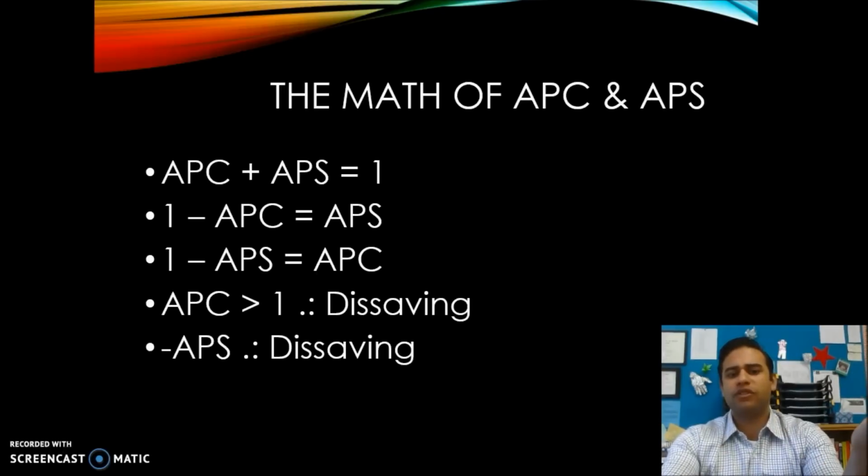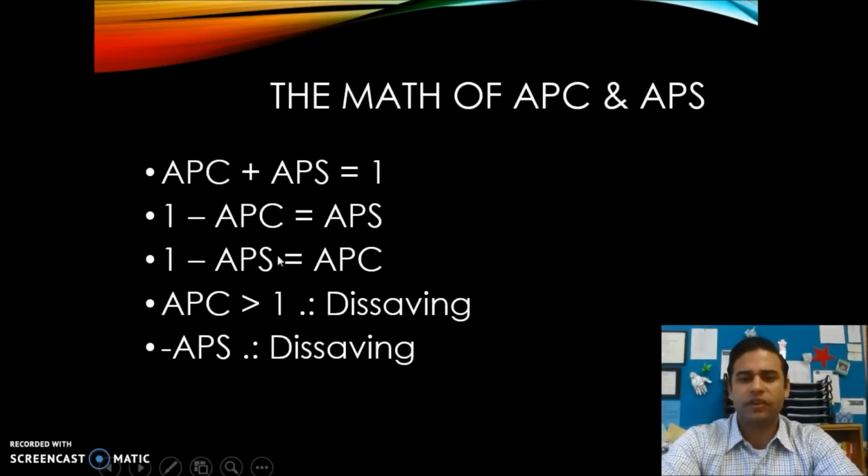And we're not really talking about percentages. We're just going to leave it in decimal form. So average propensity to save plus average propensity to consume is 1, which gives us a whole series of possible ways to figure out some numbers. If I know the average propensity to consume, then I can just subtract that from 1, and it will give me the average propensity to save.